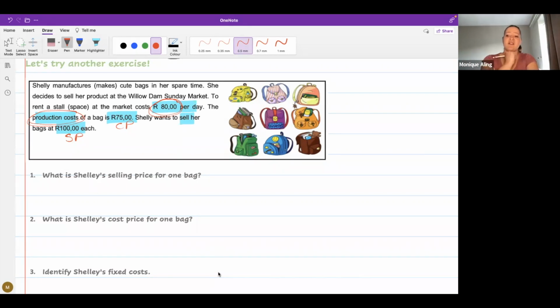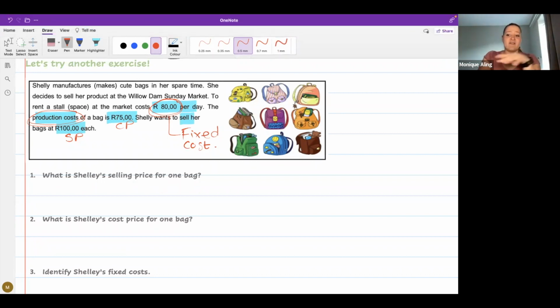So this is the cost that I was telling you about when it comes to the expenses line. This is the reason the expenses line does not start at 0, because we have a fixed cost or fixed expense. Okay, so before Shelley even tries to sell her handbags or her cute bags, she has to pay 80 Rand.